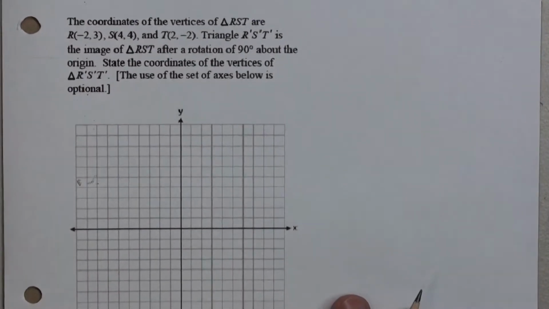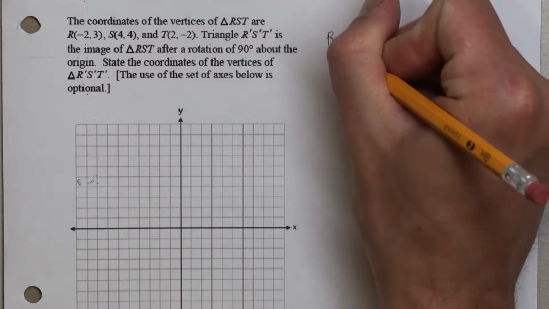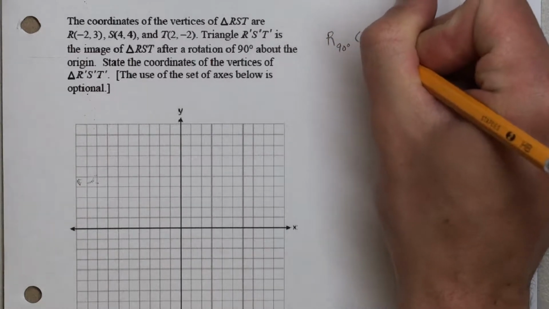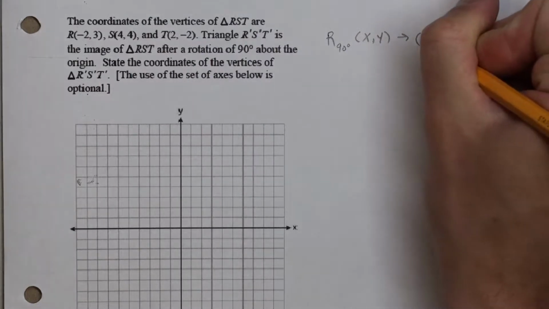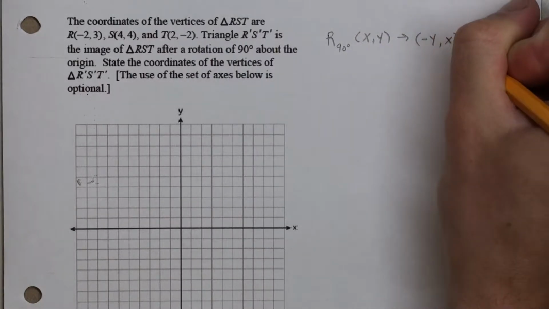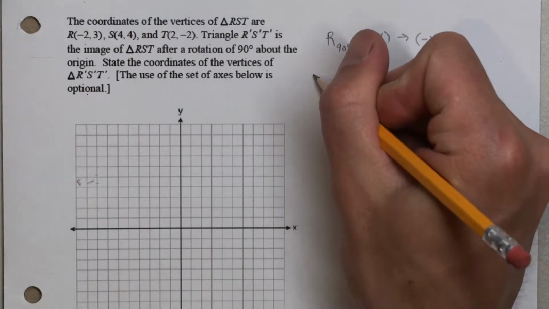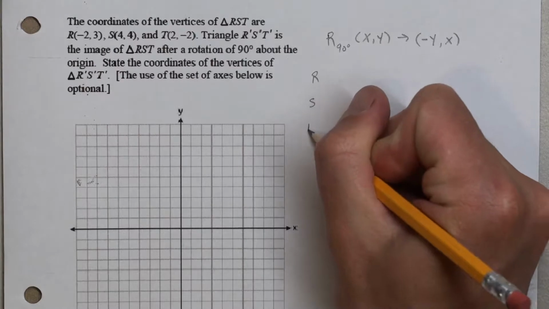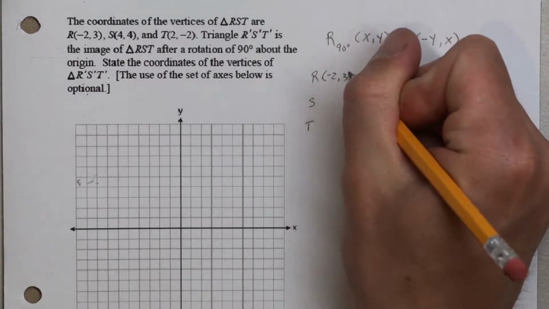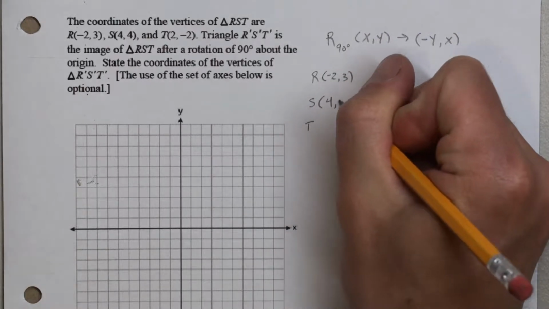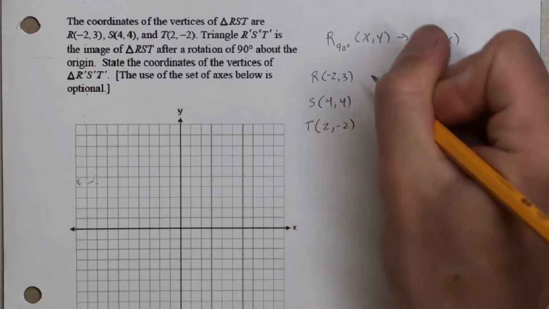Okay, I'm not going to use the set of axes below because I know that a rotation of 90 degrees takes any x, y coordinates and turns it into negative y comma x. So I'm just going to use that rule. So I have R, S, and T. R is at negative 2 comma 3. S is at 4 comma 4. T is at 2 comma negative 2.